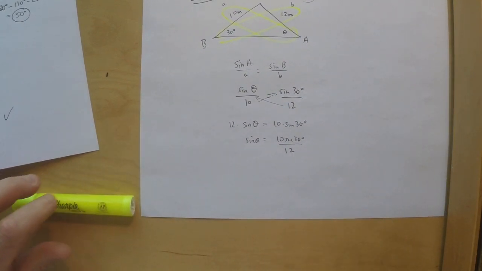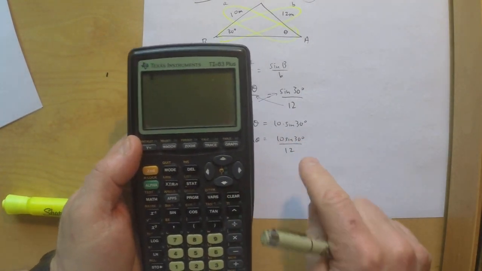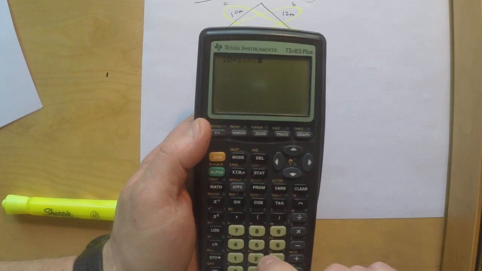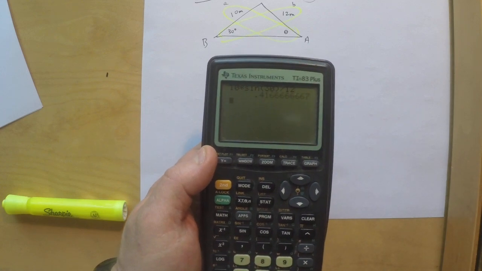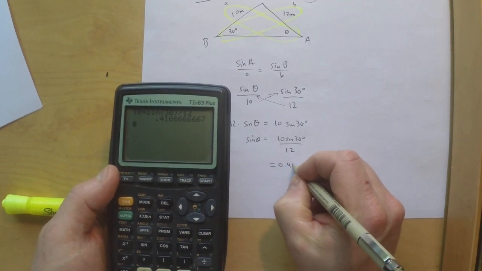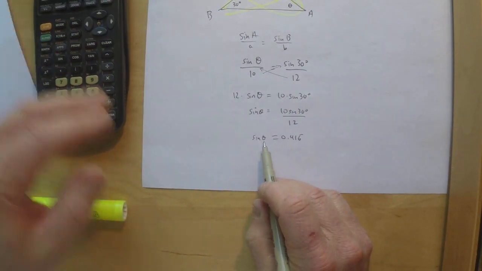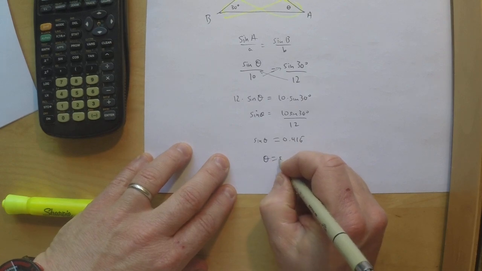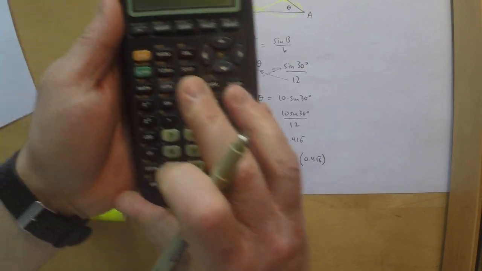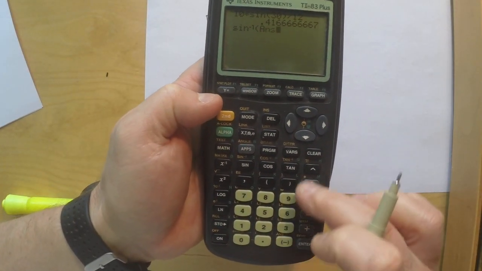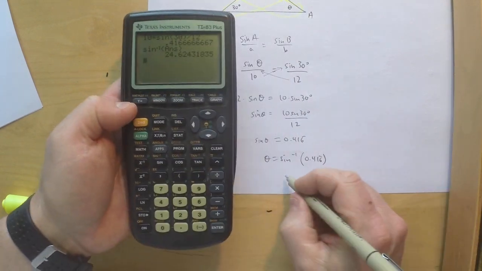When you go and type this in, you're not going to be done though, because notice this is sine theta. So you're going to go 10 times sine 30 divided by 12. And you get this weird decimal, 0.416 repeating. And then to get the theta, this is almost like a SOHCAHTOA setup, you do the second sine of 0.416 repeating. Second sine of that previous answer, and then out comes the angle of 24.6 degrees.